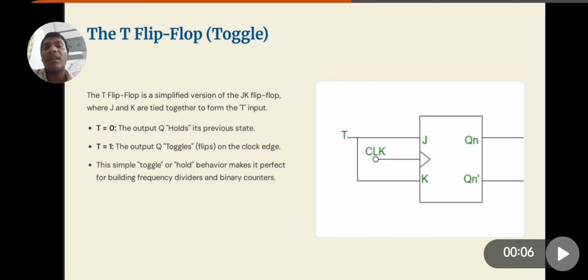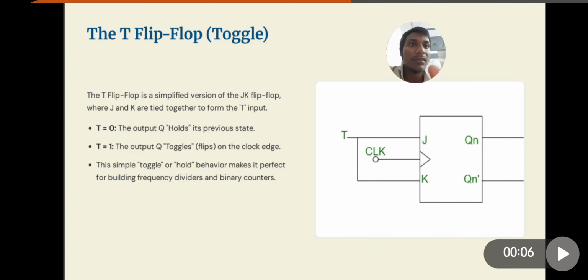T equal to 0 and T equal to 1. The output Q toggles, that is, flips on the clock edge, or Q holds its previous state. This simple toggle or hold behavior makes it perfect for building frequency dividers and binary counters. The T flip flop is a simplified version of the JK flip flop where J and K are tied together.